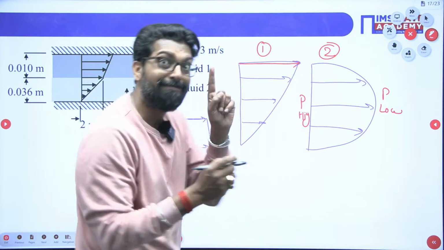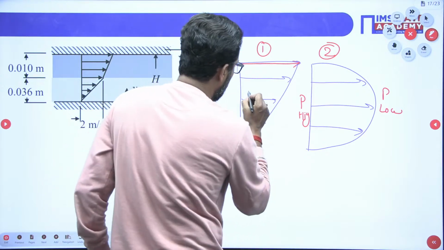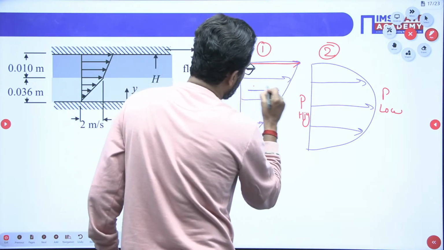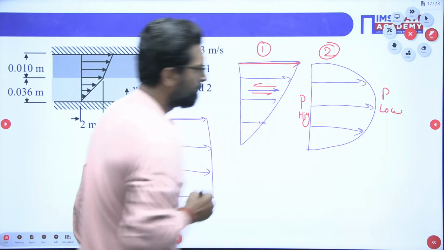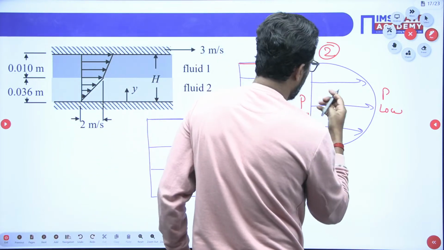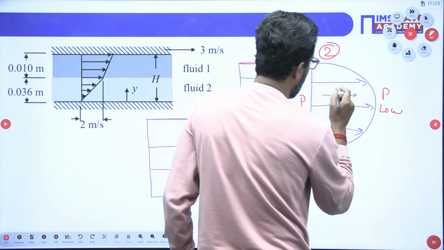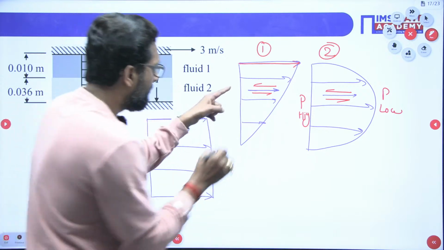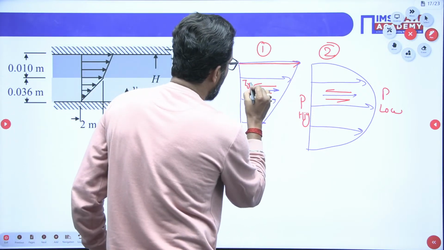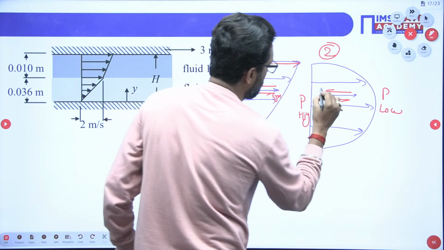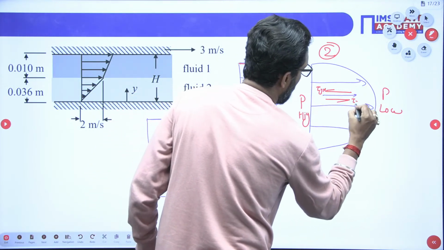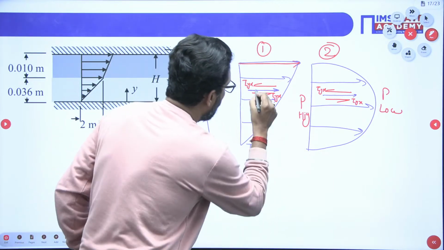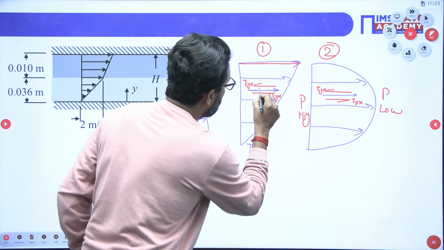Now, in this case, if you take any layer, in this layer also there is shear stress. Yes. If you take any layer, it is also shear stress. But let's suppose this is tau yx, this is tau yx, this is tau yx. This tau yx above that one and below that one are the same.